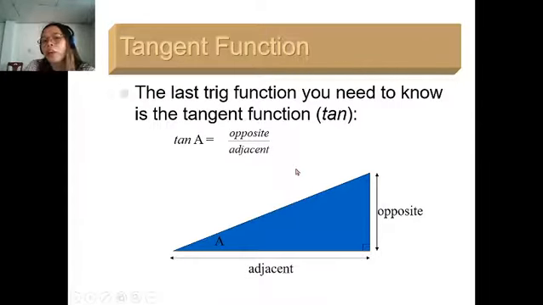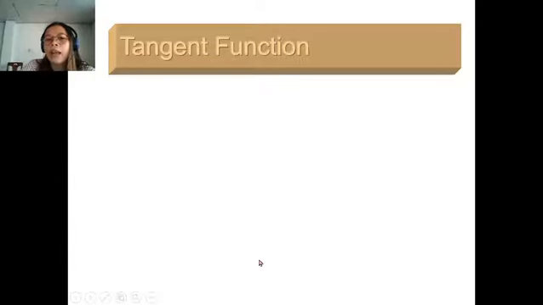Next, the tangent function. You have the sine, cosine, and the tangent function. The last trig function you need to know is the tangent function. Tangent is equal to opposite over adjacent. Tangent is trying to solve for the opposite over adjacent. Opposite over adjacent. So remember that.